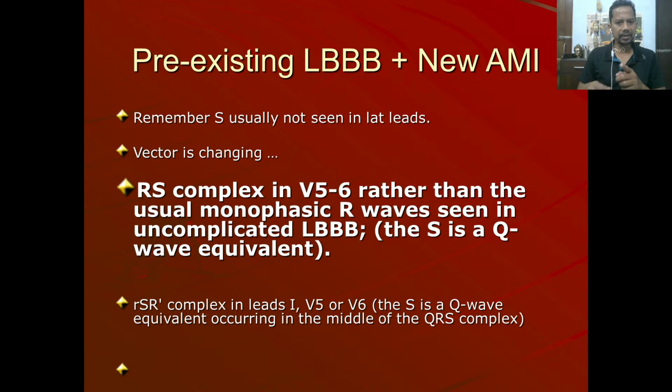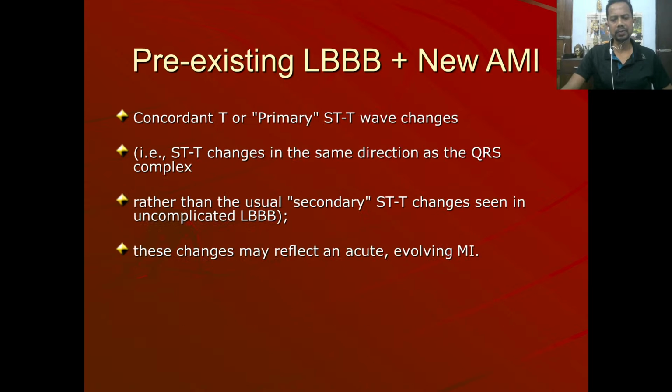Okay, and there is an RS pattern in the lateral leads in the patient who just had LBBB with just a tall R in V5, V6. Now that ECG has S wave also. So that is Q wave equivalent. Or you see an RS pattern in lead 1, V5, V6. So this is also S wave equivalent. So this is very important. I will come to Sgarbossa's criteria, it will become easier.